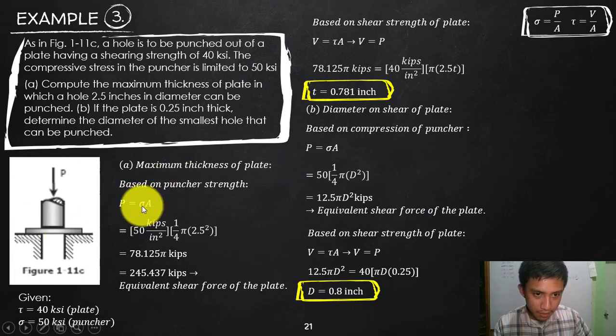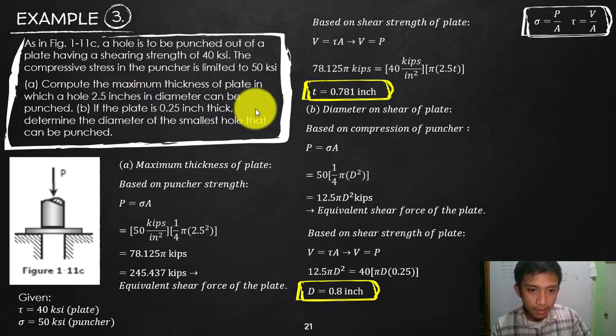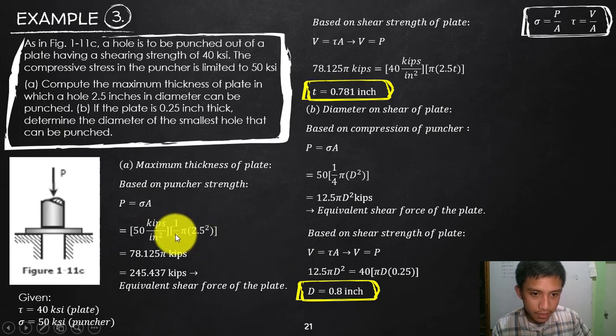So, P is sigma A, and your sigma is 50 ksi. Again, ksi is kips per square inch, and you will find the area in inches squared. So it is 1/4 pi times the diameter, 2.5 inches squared. That is the diameter of our puncher to create a 2.5 diameter hole. The puncher should be the same as the hole. The area is in inches squared, so that will cancel, and you will end up with kips.